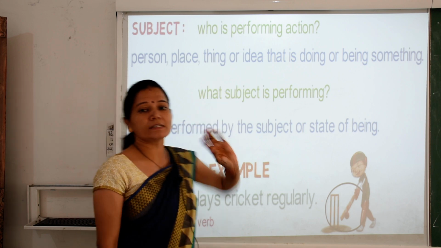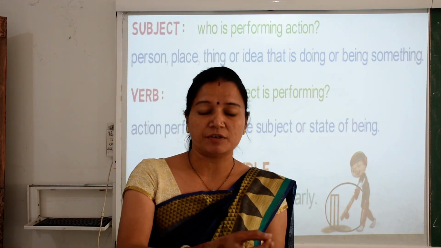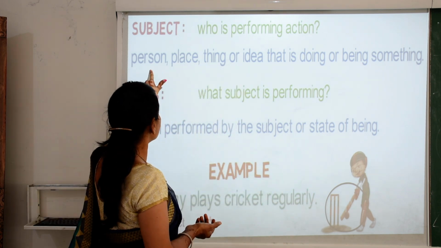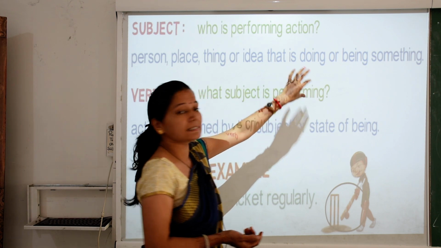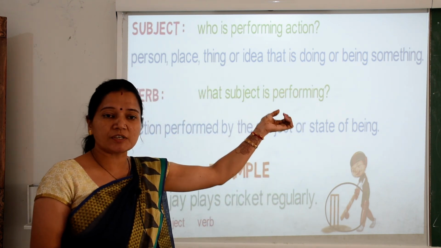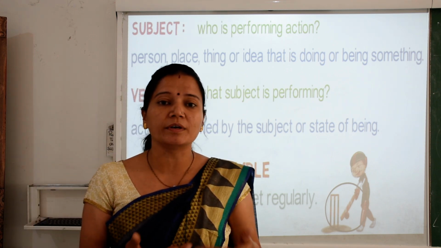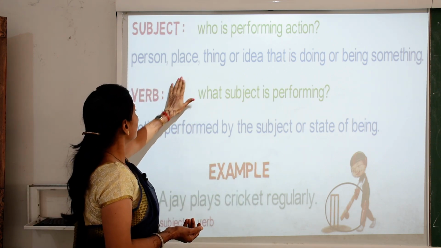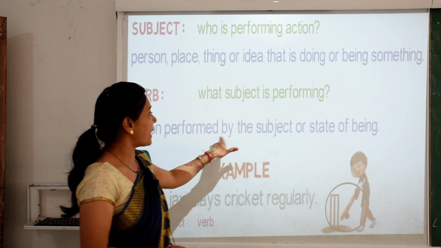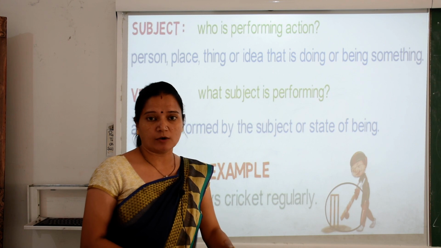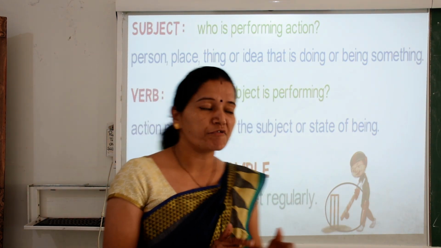So what is the subject? When we write a sentence, we always say that this is the subject. A subject is a person, place, thing or idea that is doing or being something. Subject means person, place or thing, basically a noun. Okay, and what is the verb? The verb in the sentence is the action performed by the subject or a state of being. What action is being performed by the subject, that is called a verb.